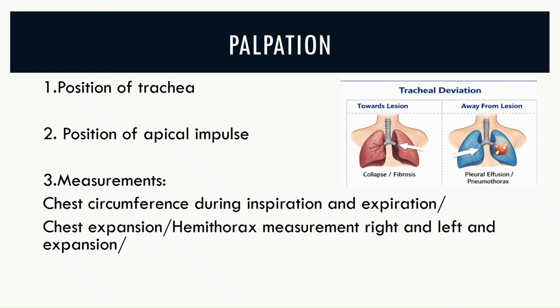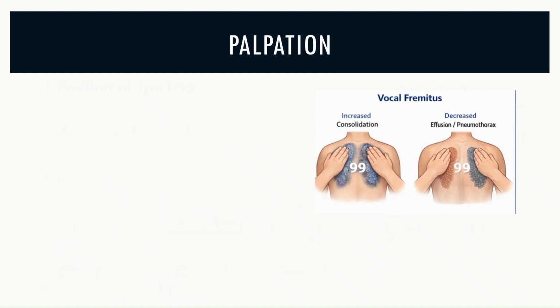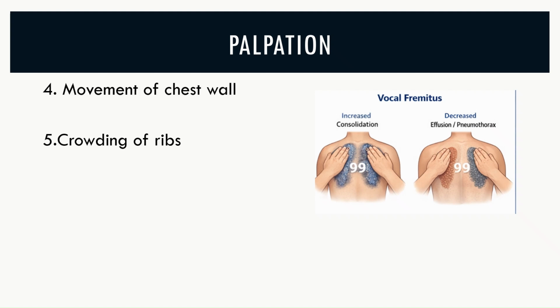Hemithorax measurement of right and left side should be performed to detect asymmetry. Anteroposterior and transverse diameters of chest wall should be assessed. Spino-scapular distance should be measured to detect scapular prominence. Movement of chest wall should be palpated to confirm symmetry. Crowding of ribs may indicate volume loss in lung. Intercostal tenderness may suggest inflammation or rib pathology.